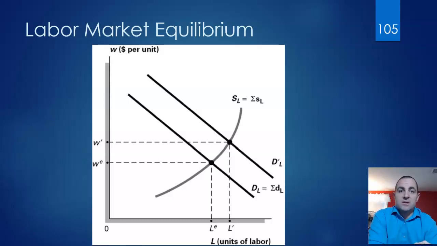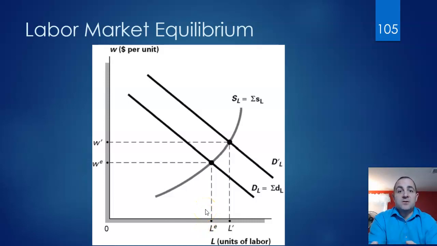So when you talk about equilibrium, equilibrium is where demand equals supply. All right, so if you have the initial demand and initial supply, you're going to find that the market's going to push the equilibrium to this point here of WE and LE.